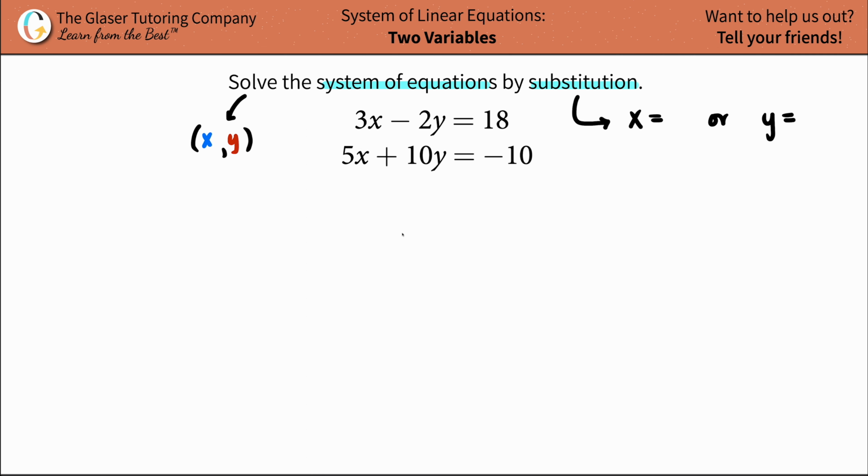The first thing is that always make it easy for yourself, right? If you see that you just have an x minus 2y equals 18, I'm going straight for that x. If you see that you have one variable that has just a 1 in front of it, that's the one that I'm going to be solving for. But in this case, I don't have that. I have all coefficients.